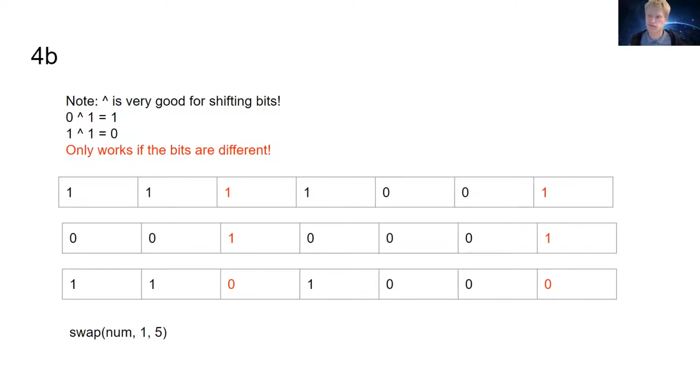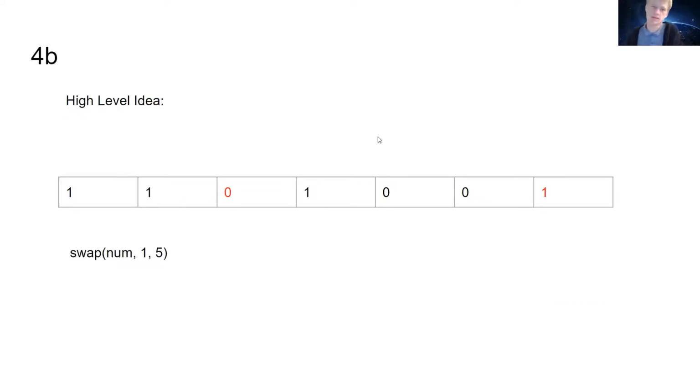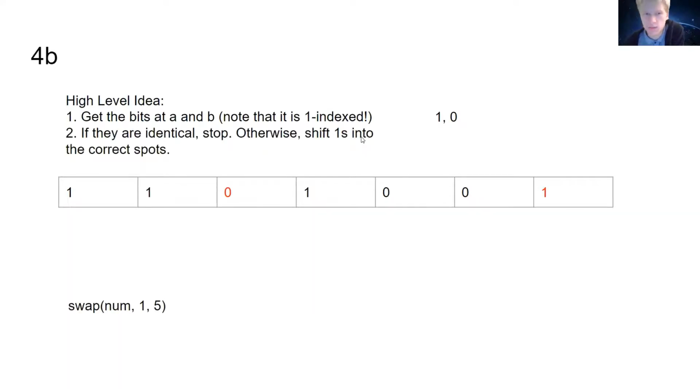So we can come up with an algorithm based on this that checks if the 2 bits are the same or not. Let's go over a high-level idea before we sit down and code it. Step 1 is to get the bits at A and B, remembering that it's 1-indexed. In this case, it's 1 and 0. Second step, if these 2 bits are identical, we need to stop, because what we do in the later steps will mess it up, so we can return immediately. Otherwise, we need to shift 1s into the correct spots.